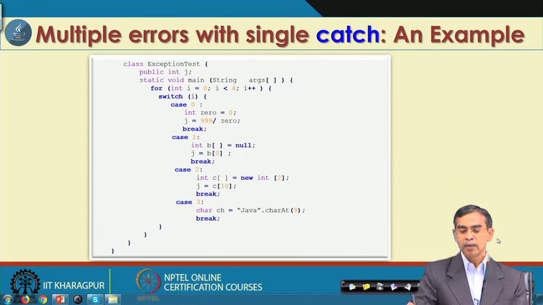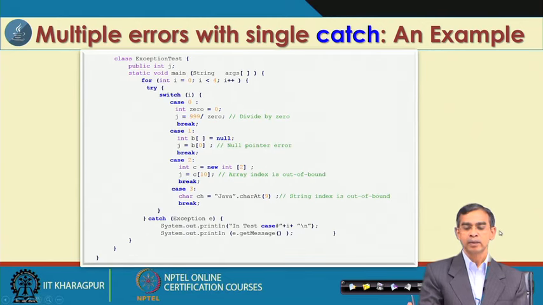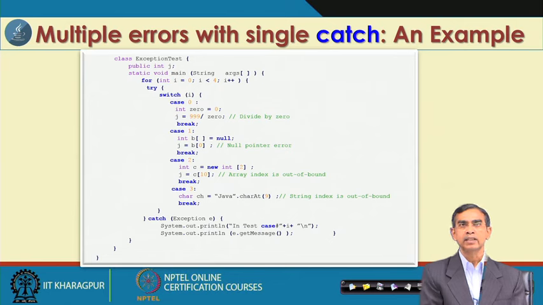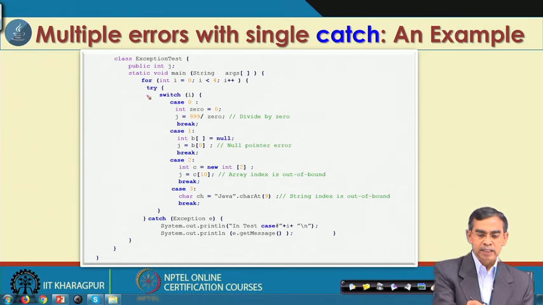Now, let us see what we can do so that this program will be more robust and more reliable. This can be implemented with only one try and one catch. So, the idea is like this. Here you can see, this is the try block.